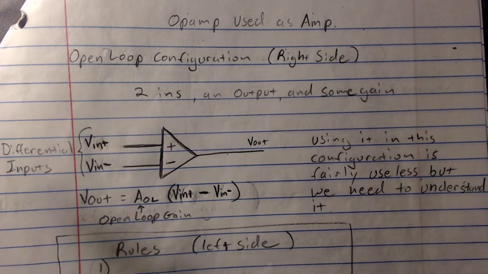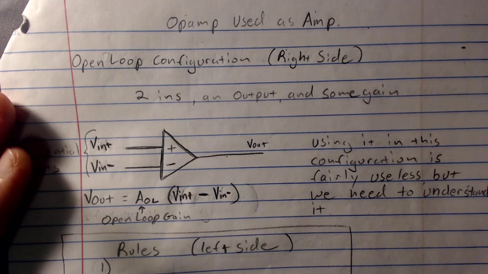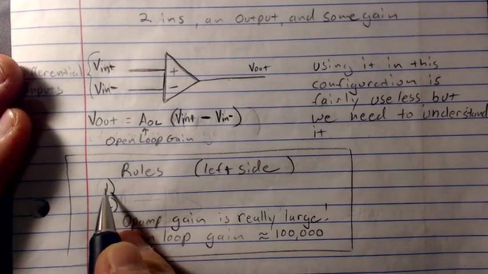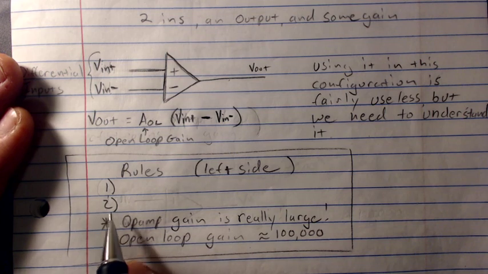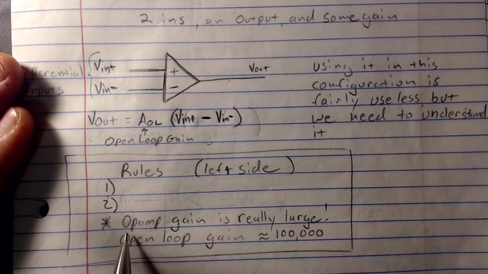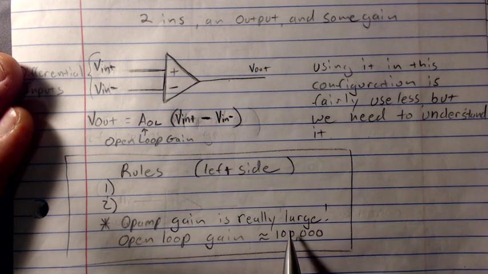Okay, so we're actually going to break this down into a series of rules. Actually, only 2 rules and one special case, and we'll be able to understand and analyze any op-amp circuit. I'm going to start off with this list of rules: we're going to have a rule 1, a rule 2, and this special case right here, which I actually just talked about, the op-amp gain is really large.